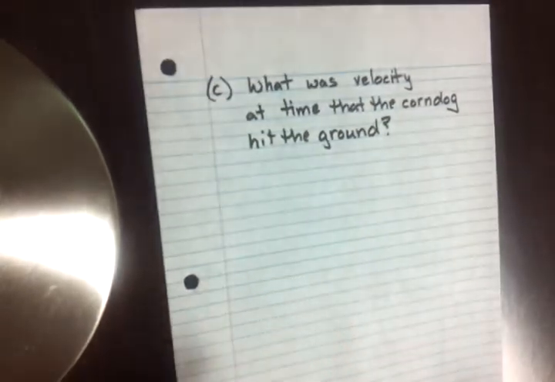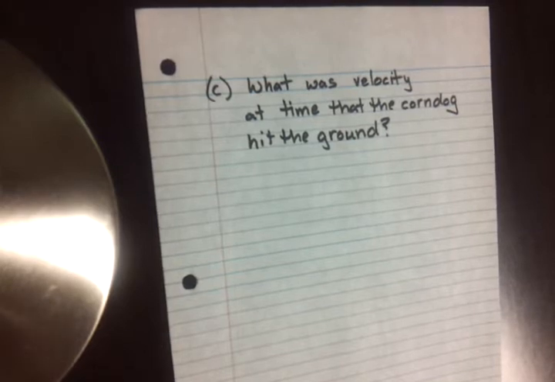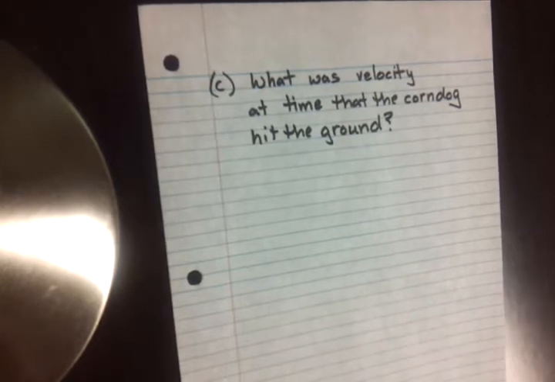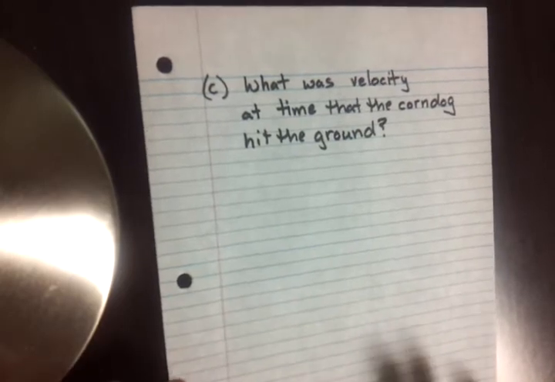Good question. Every time I've seen a problem like this, I always think, well, when it hits the ground, its velocity must be 0 because it stops dead in its tracks. But that's not the case. The split second that it hits the ground, it's still moving until it's actually on the ground. So we do actually need to figure this out.